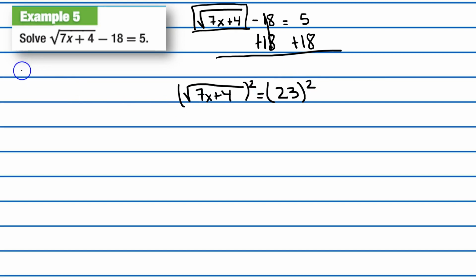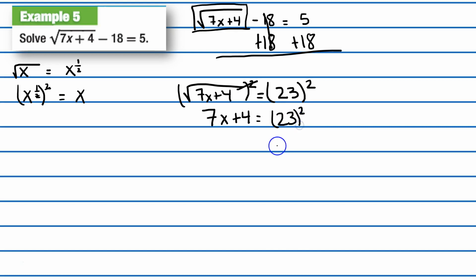So, just as a quick reminder and a little side note here, the square root of x as an exponent is x to the 1/2 power. So if I have x to the 1/2 power and I square that, now your exponents are gone. You're simply left with x. So this same idea, these are going to cancel. So now I do not have any square roots. I have 7x plus 4 is equal to 23 squared. Well, 23 squared is 529.